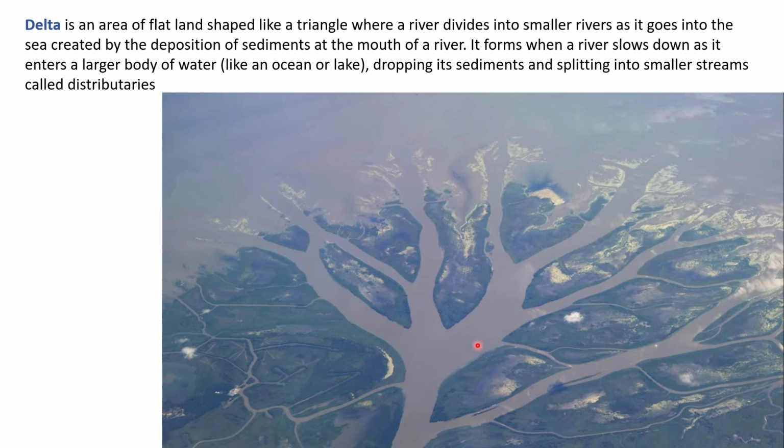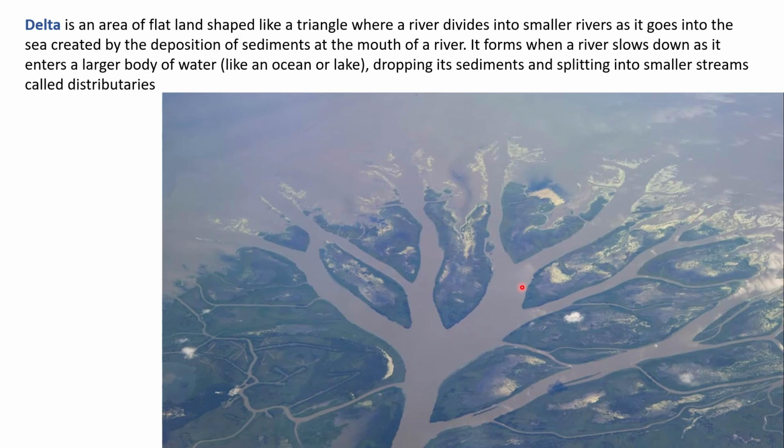Now we learn about delta. You know what is a delta? A big river from the source I told you, it comes and joins the ocean, and before it joins the ocean there will be an area of flat land shaped like a triangle where the river divides into small rivers as it goes into the sea, created by the deposits of the sediments at the mouth of the river. This is the mouth of the river, and there will be small rivers forming.